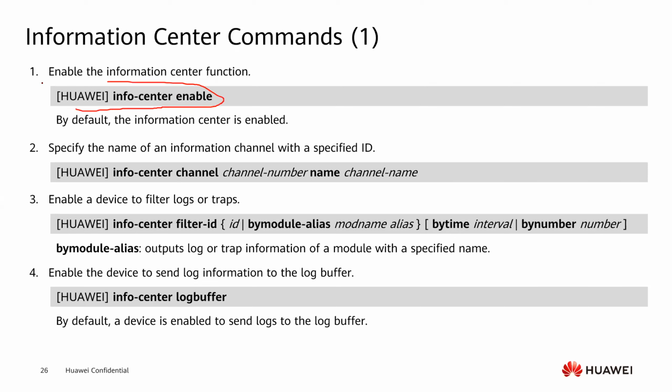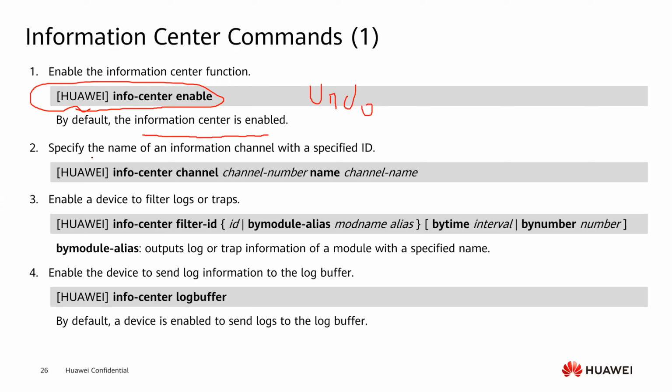Information center enable. By default, the information center is enabled. If you wanted to disable it, you can run the command undo information center enable. Okay.